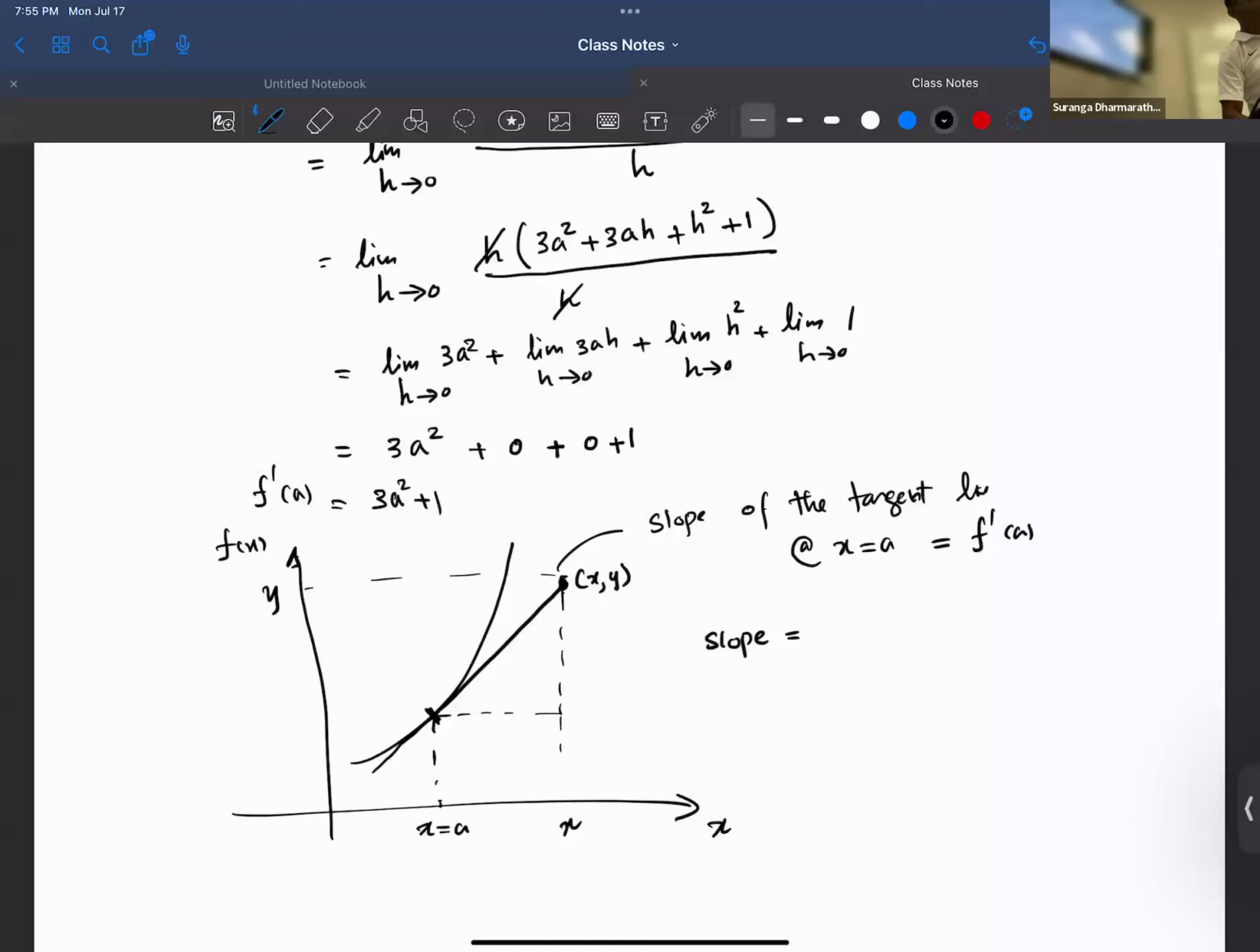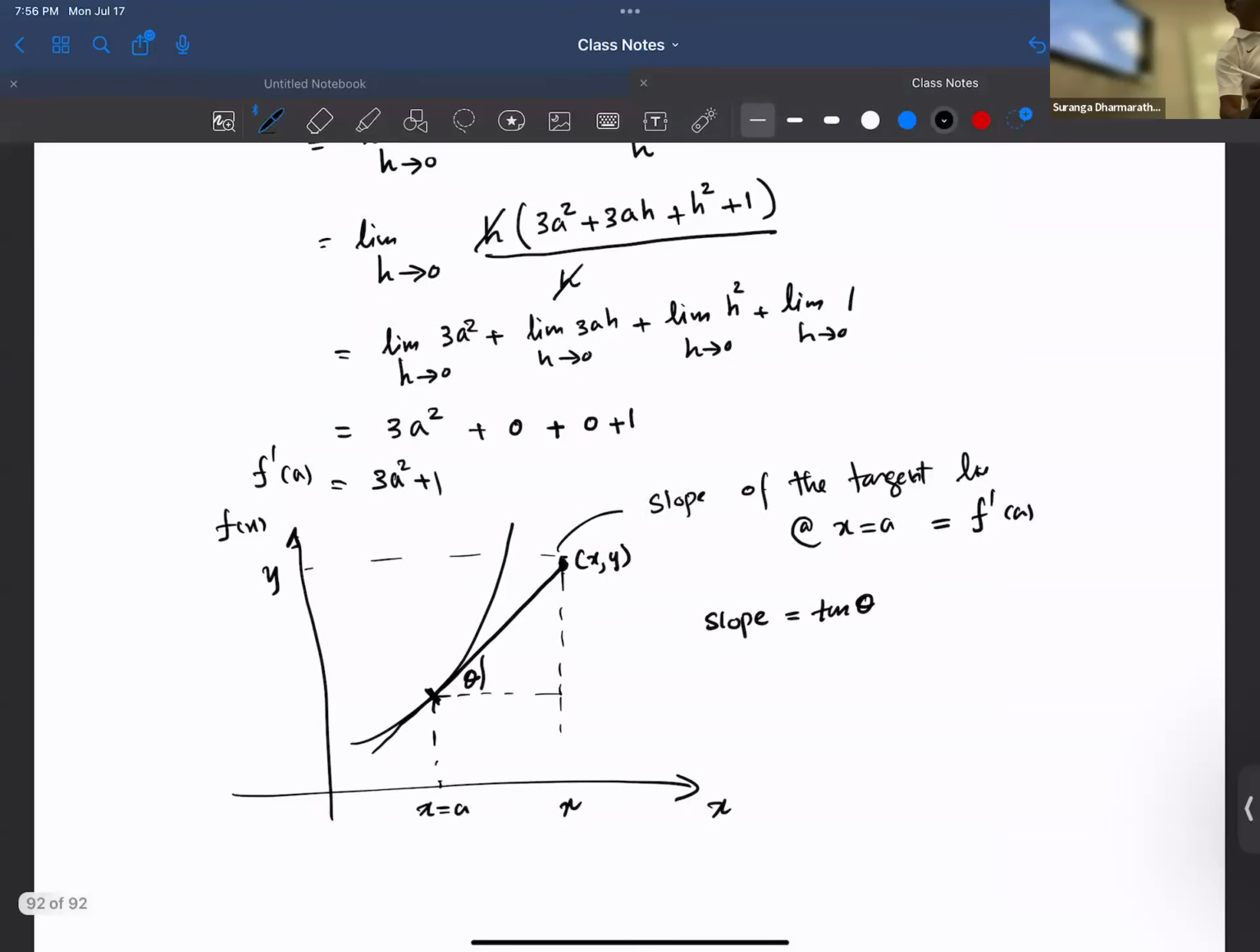What do you mean by the slope? Slope is the tangent of this angle, theta. Tangent theta is the slope, right? So how do I write the tangent theta? Theta refers to this angle, okay? Slope of the tangent line is equal to tangent theta. How do I write that in terms of x and y?